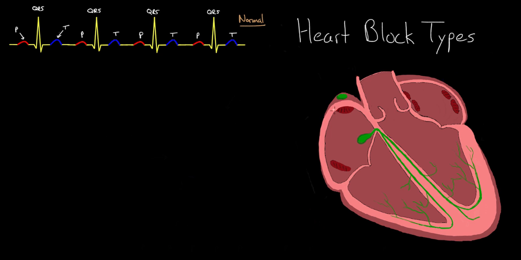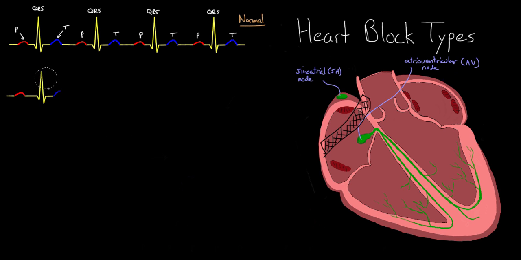But going back to the heart, what if there's a problem between this first part of the electrical system, called the sinoatrial node, or SA node, and the atrioventricular node, or AV node? So that problem happens somewhere in this region. Now let's say it doesn't completely block your electrical signal, but it does slow it down. What would that look like?